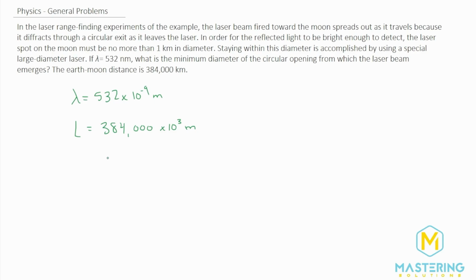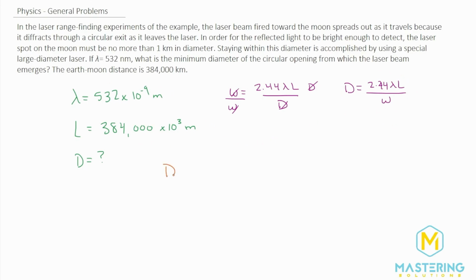And now what are we trying to solve for in this question? They want us to figure out the diameter of the opening of the laser. So that is going to be D. The equation that we can use for that is W is equal to 2.44 lambda L over D. This is the width of the central max on the moon, and this is the width of the opening of the laser. So let's multiply both sides by D, and divide over W. D is equal to 2.44 lambda L over W. Okay, so this is the equation that we'll be using.